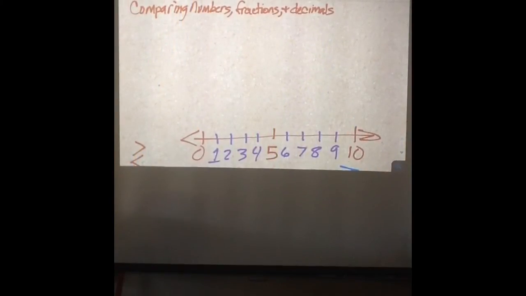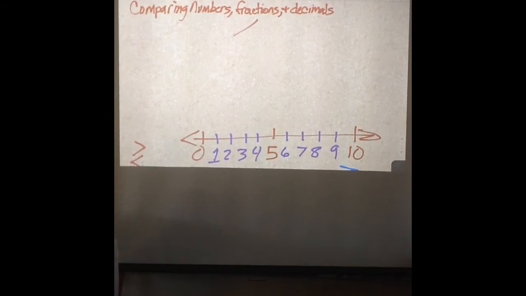Welcome back to math. Today we're talking about Unit 1, Lesson 6. We're going to talk about comparing numbers. When we're talking about comparing, we're going to usually have signs that look like this. Signs that look like that. Okay? You've seen them before. You probably have seen them in second grade, possibly.